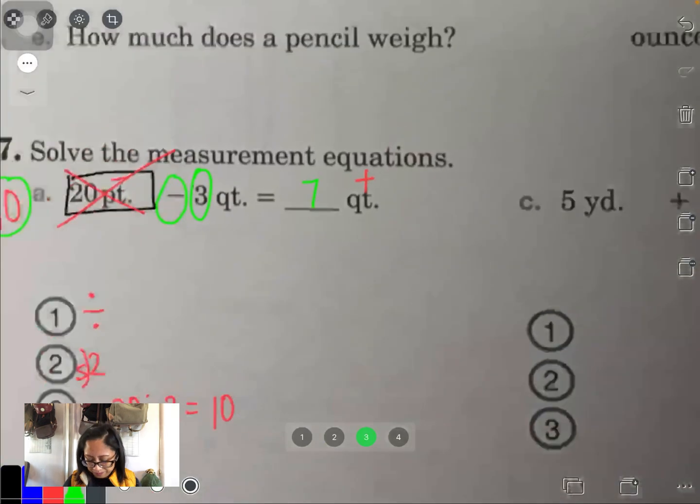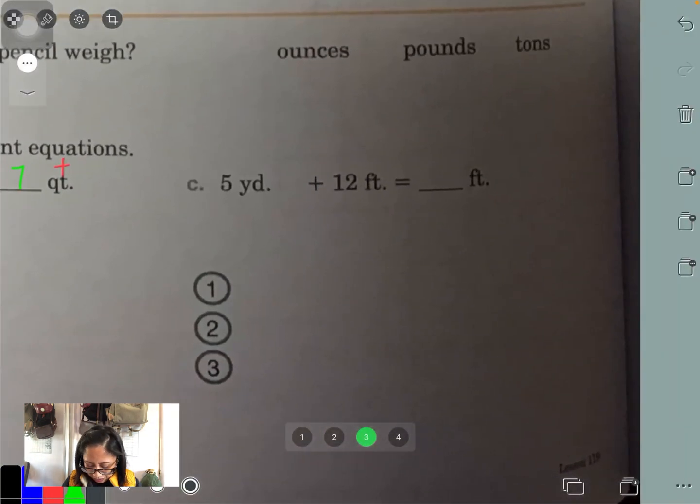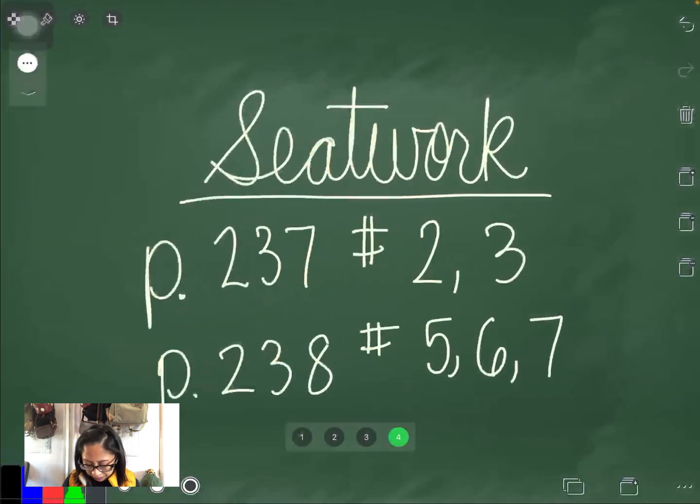It's a 7. Now you're going to do that here for seat work for C. If you need some more guidance, I can help you at our Zoom meeting. But I want you to give it a shot. Just one step. At least do one step of at least trying to figure out if you're either going to divide or multiply. So here's your seat work.